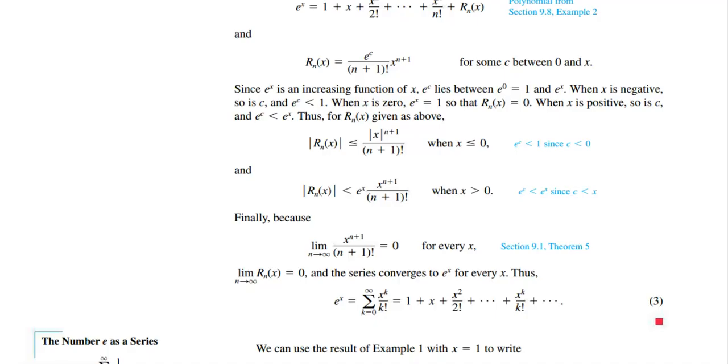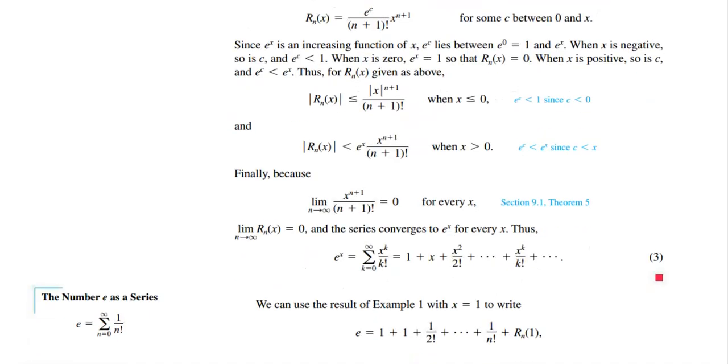Thus, e to the x equals the sum of all k from 0 to infinity of x to the k power over k factorial, which is 1 plus x plus x squared over 2 factorial plus x cubed over 3 factorial and so on, plus x to the k power over k factorial. This is another way we can write e to the x as a series.